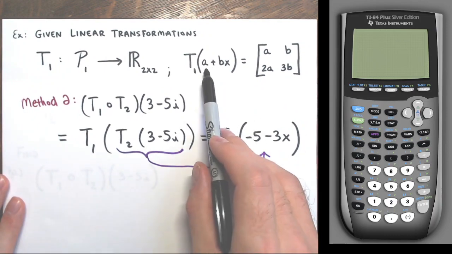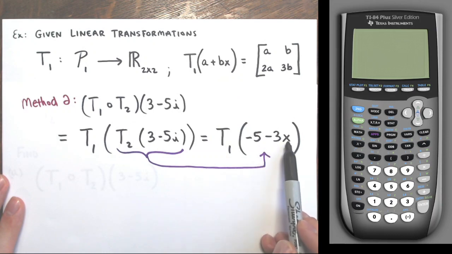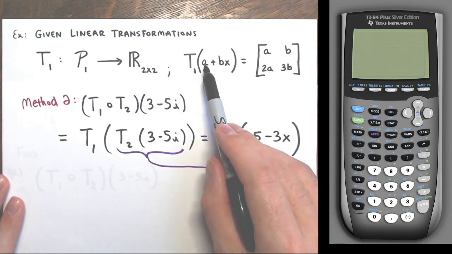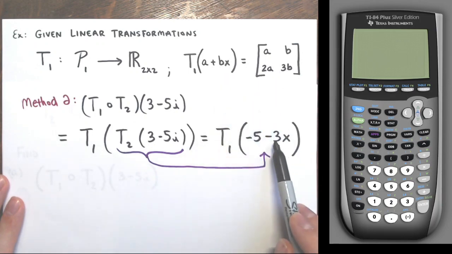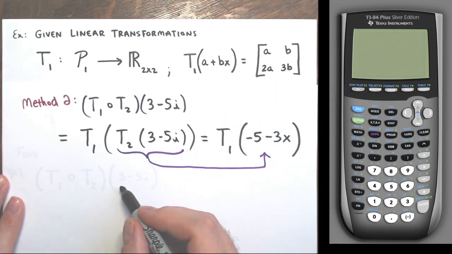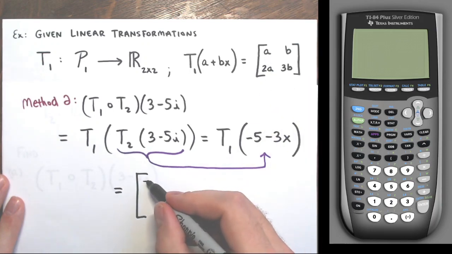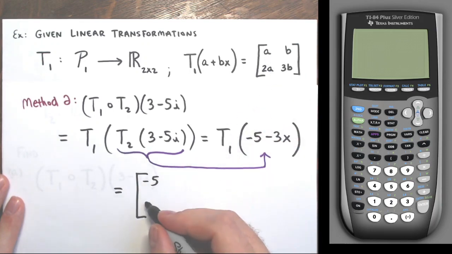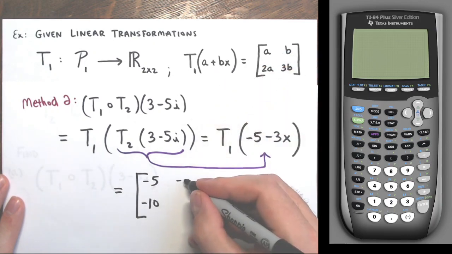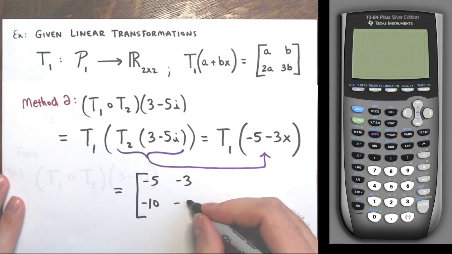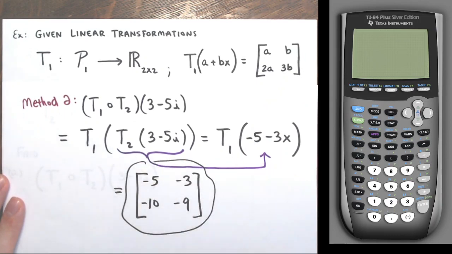And instead of a plus bx being input, it's negative 5 minus 3x. So a I replace with negative 5, b I replace with negative 3. And the output will be, a negative 5, 2 times a, 2 times negative 5, negative 10. B, I said, was negative 3, so negative 3, and then 3 times negative 3, negative 9. And there you go. We applied both transformations, right?